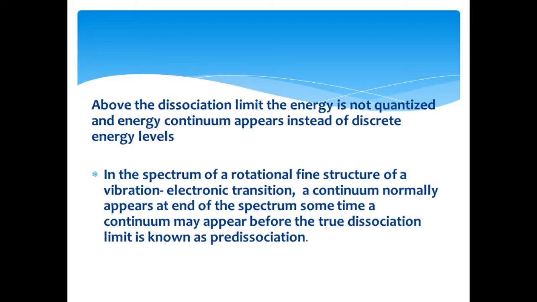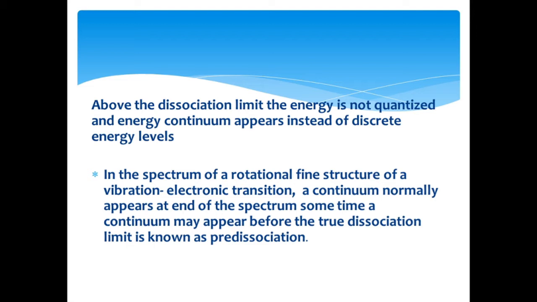So, why does a continuum appear in the spectrum? Above the dissociation limit, the energy is not quantized, and an energy continuum appears instead of discrete energy levels. Normally a continuum represents dissociation of the molecule. After the dissociation, the molecule will not exist, so there is no quantized energy. As a result, instead of discrete energy levels, you can see only a continuum.